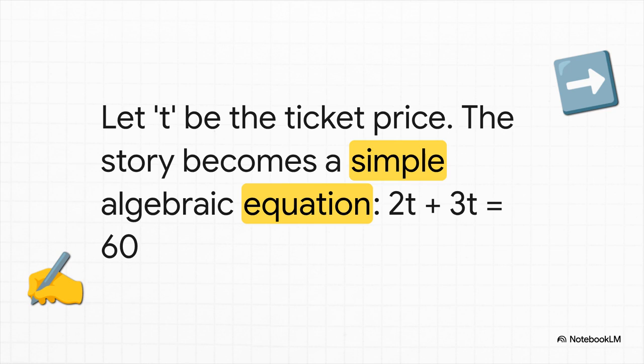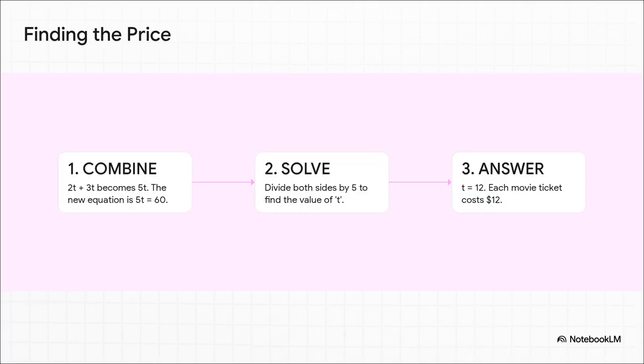And right away, what do you see on that left side? You got it, like terms. And now we know exactly what to do. Step 1, combine those like terms. 2T plus 3T gives us 5T. So, 5 tickets cost $60. To find the price of one ticket, we just divide 60 by 5, and we get our answer. T equals 12. Each ticket was $12. We just used algebra to solve a totally normal, everyday problem.